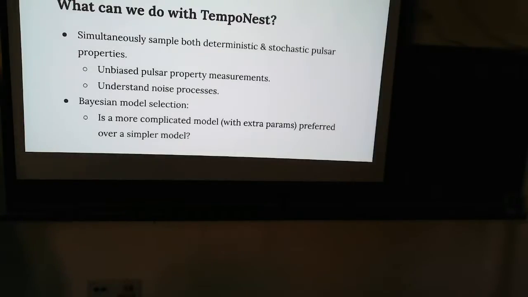So when you actually finish your Temponest run, you end up with a final evidence for this particular model straight away. You don't have to do any complicated thermodynamic integration to end up with your calculation of the evidence. And of course, you would want to do this if you have multiple models, or you might say, for example, you think that there is a particular signal in your timing residuals, and you want to compare that with a simpler model where you're just analyzing the timing noise itself. So you can use this to try and see whether you have really actually detected a particular signature in your timing residuals.